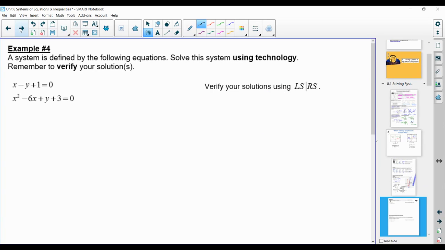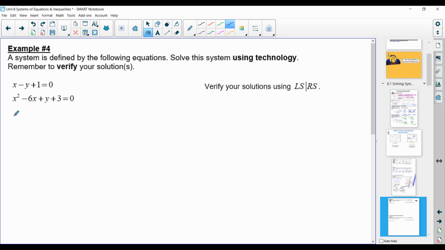We're told that we have a system of equations here, and we're asked to solve using technology. That means that we're asked to use our graphing calculator. Now, when we're solving with our calculator, we still need to do a quick sketch just so that you have an idea where the intersection points are happening.